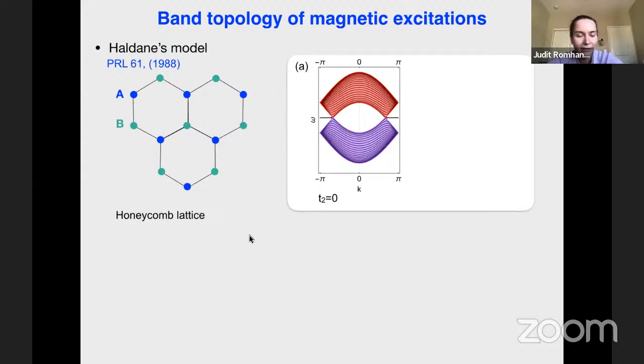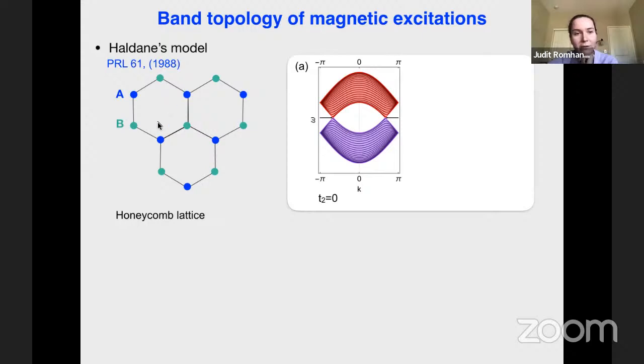So I will just go back to Haldane's model, and tell you that this is this archetypal model where we can see non-trivial band topology and Chern numbers characterizing the bands of these electrons. That is kind of a starting point for our investigations as well.